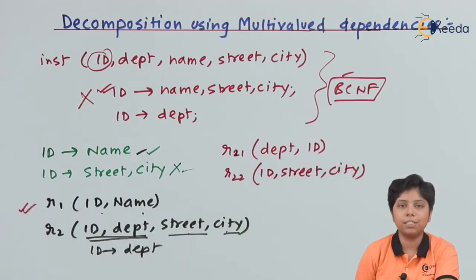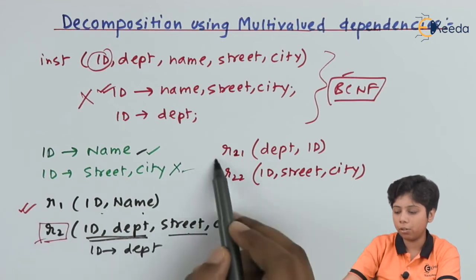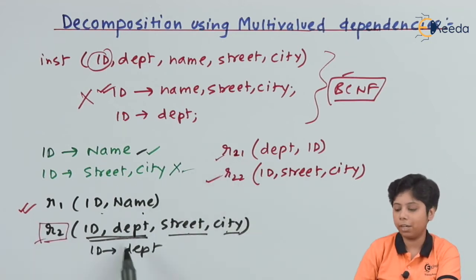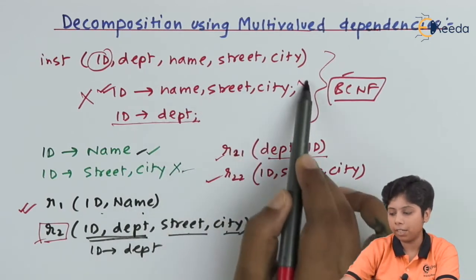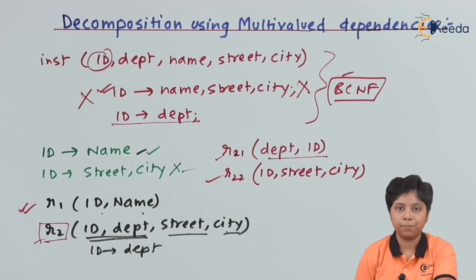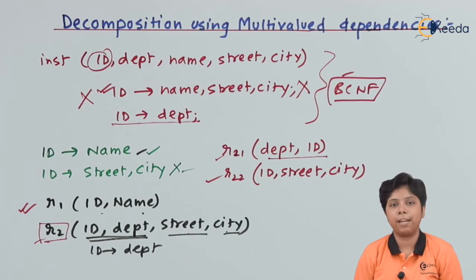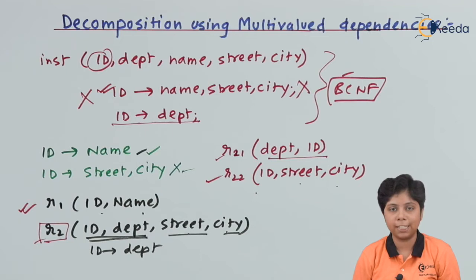Having this as a consideration for our decomposition, I am decomposing R2 into R21 and R22. Why? Because I want to preserve the department and ID relationship, that is ID defines department, but not ID defines name, street and city. So I have decomposed it into another one. Now, how to keep this third one as part of BCNF? When I have made street and city a multivalued dependency, then we can again use it in the decomposition.